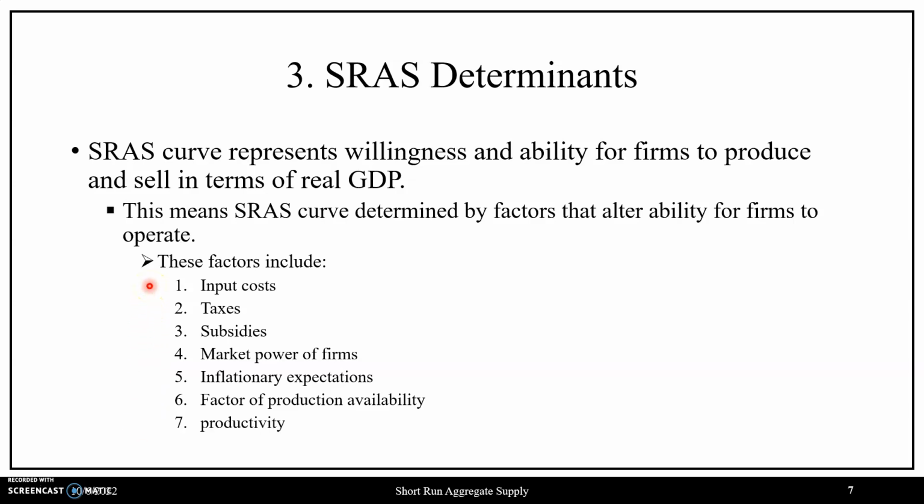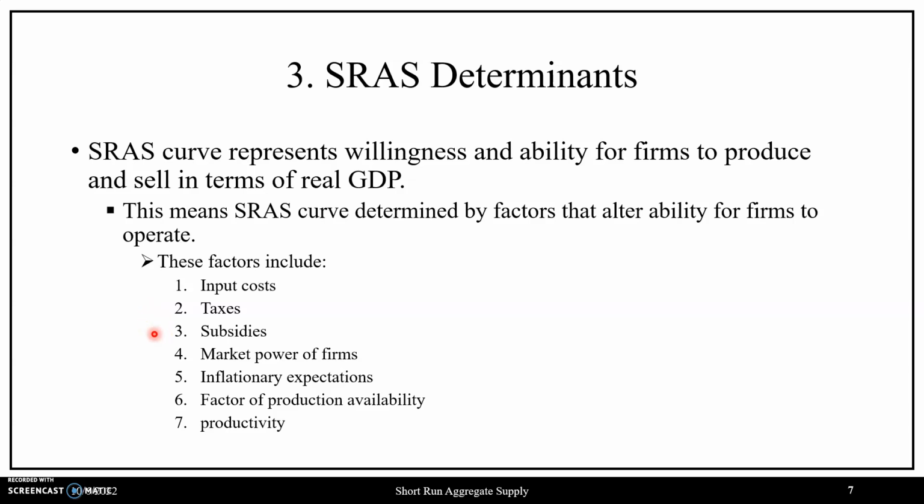Where, in terms of input costs, these are going to be things such as wages paid to employees, where if wages increase, holding the price level constant, it becomes more expensive for firms to operate, such that they have incentive to decrease what they are supplying. In terms of taxes, this is what they pay to the government. If taxes increase, then holding the price level constant, it is now more expensive for firms in the economy to operate, such that they have incentive to decrease what they are supplying.